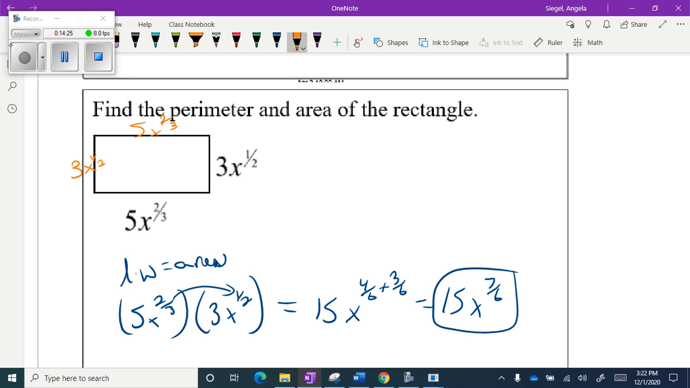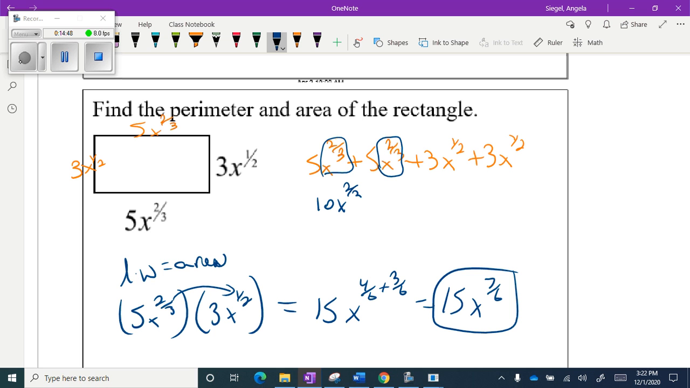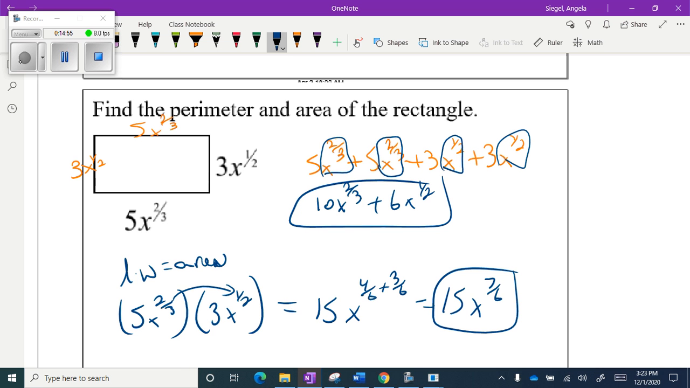So I have 5x to the 2/3 plus 5x to the 2/3 plus 3x to the 1/2 plus 3x to the 1/2. And so I really can't do anything with any of these. They're just like terms. So I have 10x to the 2/3 plus, and then again, keep these the same, 6x to the 1/2. And this is going to be my perimeter, and this is going to be my area. And that's it.